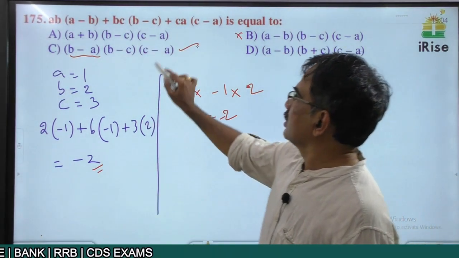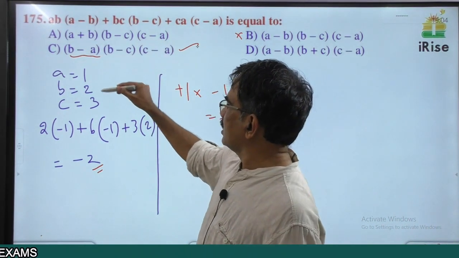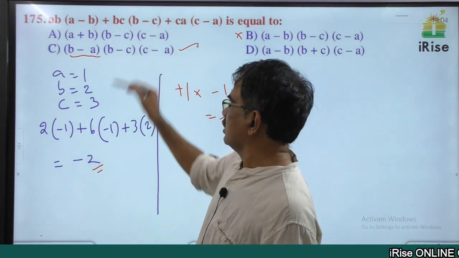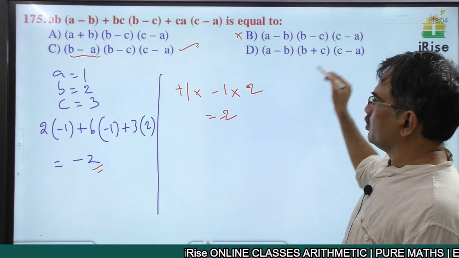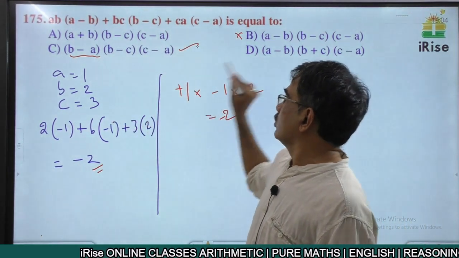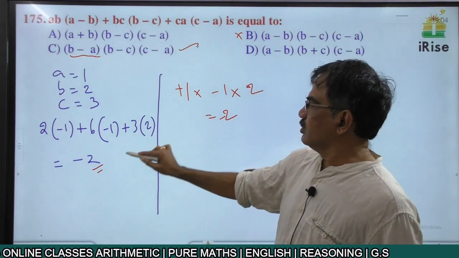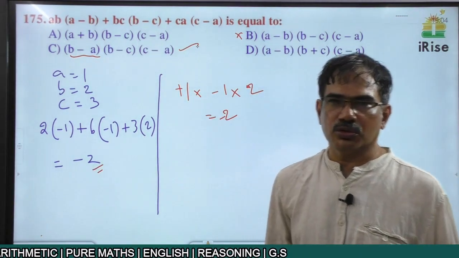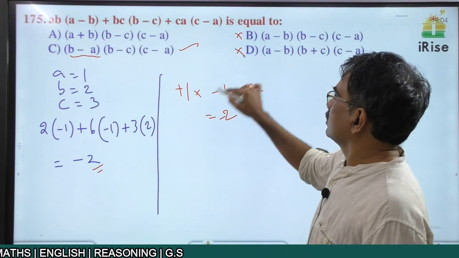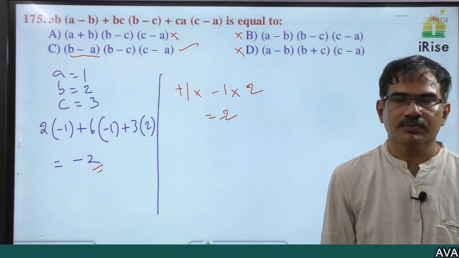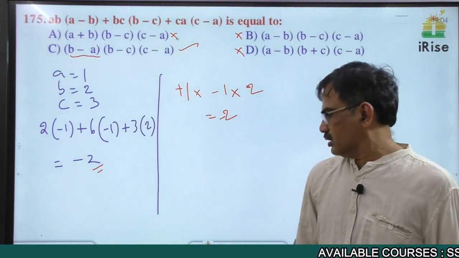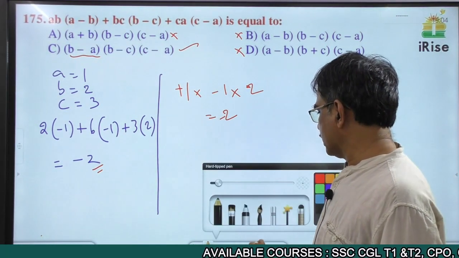If you put another, A plus B, this is 3, so this is a product of 3, but here it is minus 2. A plus B is not the answer. Similarly, B plus C is 5, so the answer would be a product of 5, but here it is minus 2. So this is not the answer. So this is the way of finding the answers. Or there is one more method of getting the answers.